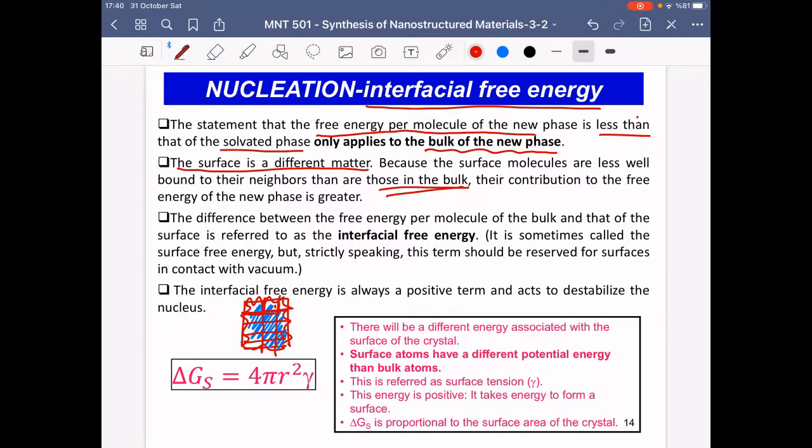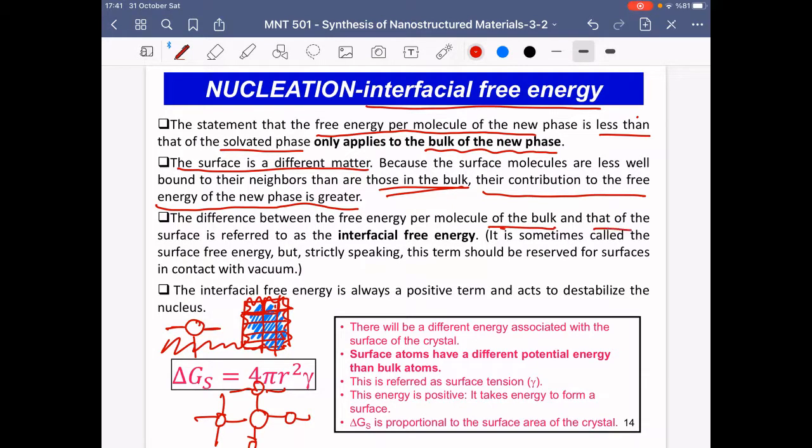In the bulk, the atoms are linking to the other atoms with all coordinations. But once it reaches the surface, there will be molecules that are less bound to my bulk. These are dangling bonds. So its energy is huge, and their contribution to the free energy of the new phase is greater. It's always positive. The difference between the free energy per molecule of the bulk and that of the surface is referred to as interfacial free energy.